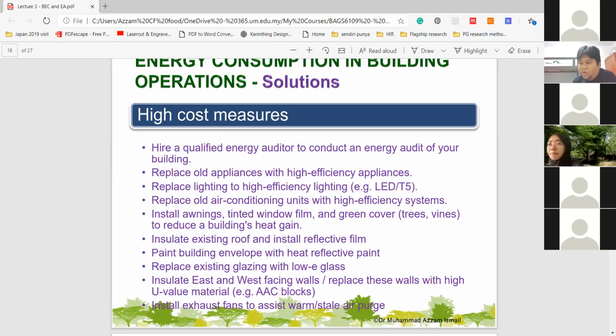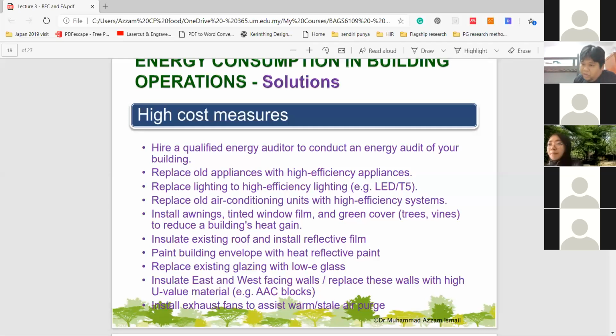And then installing window tinted films, putting some green cover over the roof of your building, have some green facades, green roofs. This is all to reduce the heat gain, okay, as well as installing insulation in the walls, in the roofs, okay. So insulate the existing roofs and install some reflective film, okay, on your glass, or perhaps install some reflective paint on your roof.